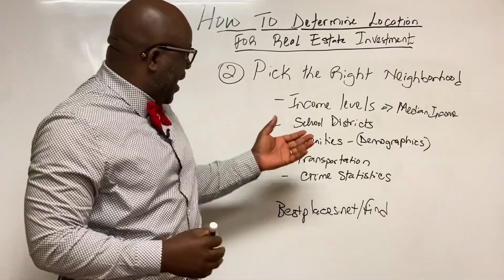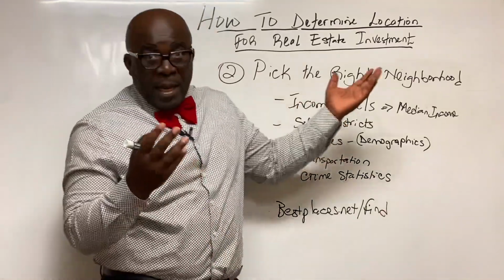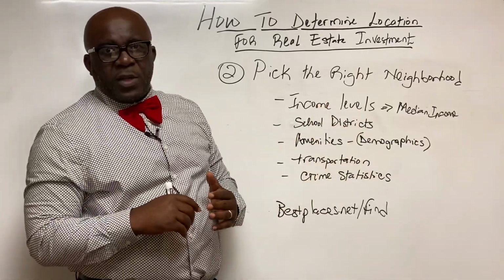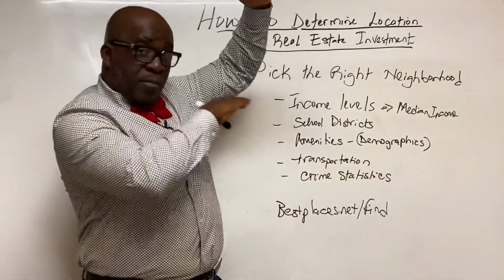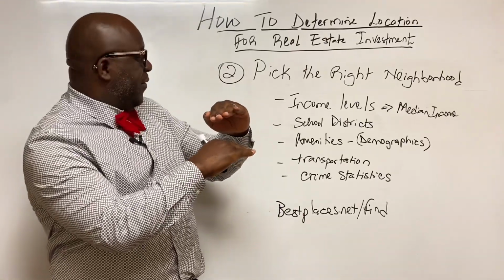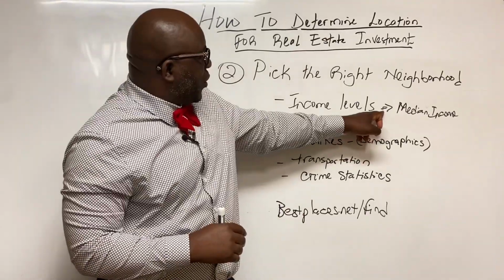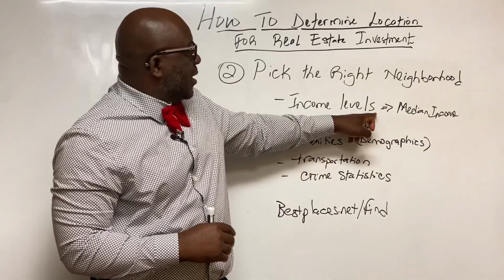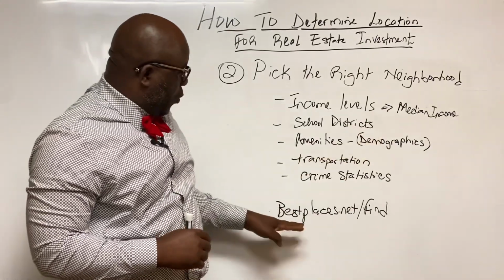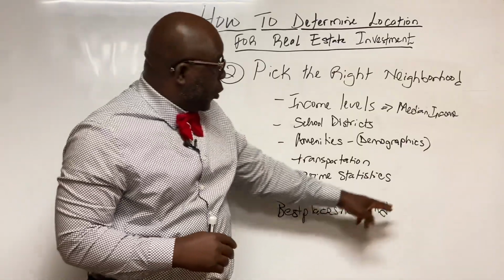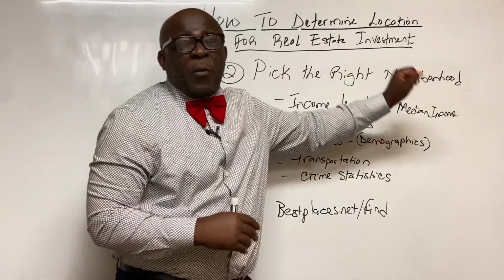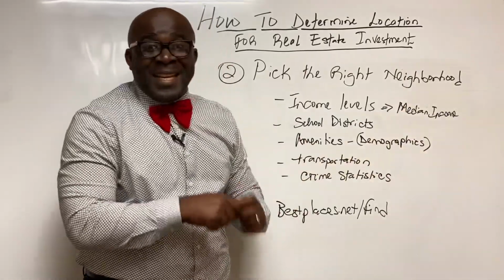So you want to be careful that you select a neighborhood that has moderate income. So we have high, we have moderate, and we have low. So stay in the moderate level. One of the things to determine the income levels is also the professional demographics. You go to bestplaces.net, income levels, and it will also give you the professional demographics of the people who are living in that neighborhood.